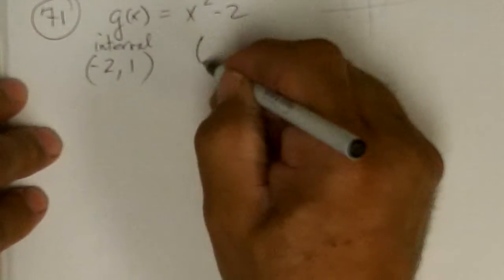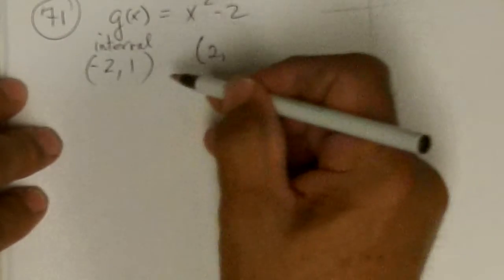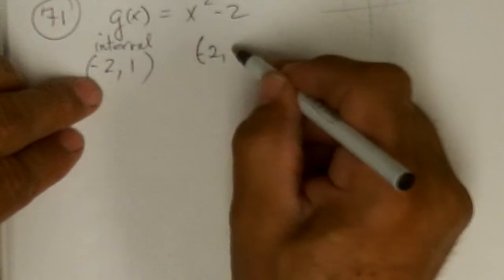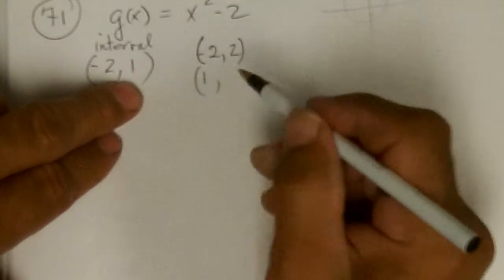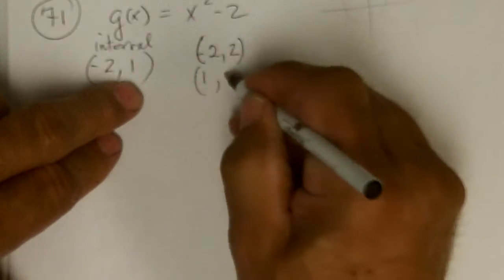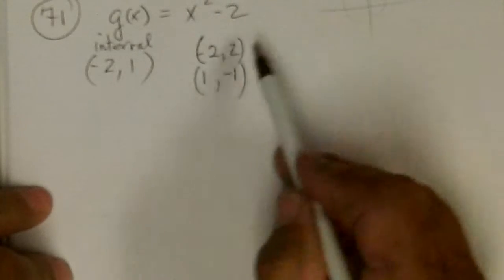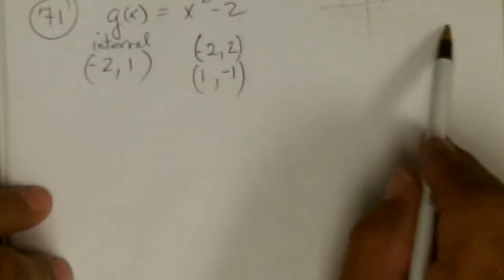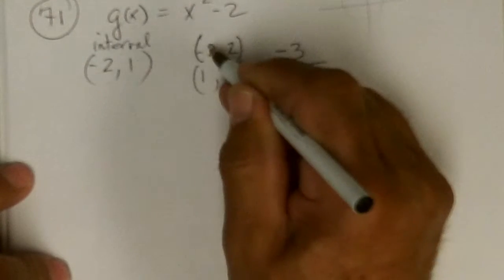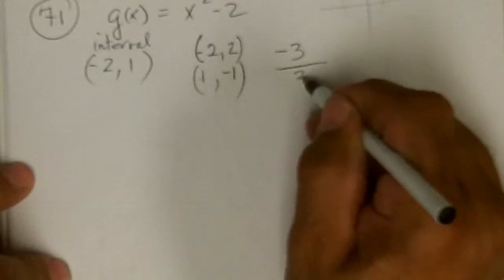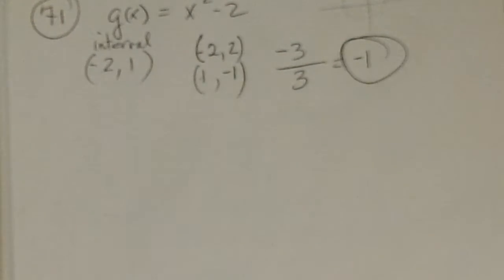So this is the interval. We have to find the point at negative 2. Squared is 4 minus 2 is 2. We put in negative 2 and got 2. Now we're going to put in 1, and we get 1 minus 2 is minus 1. So it goes from a height of 2 to a height of negative 1 as we go this way. It goes from 2 to minus 1, which is down 3, as x goes from minus 2 to 1, which is plus 3. So we have a negative 1 slope. That's part A.